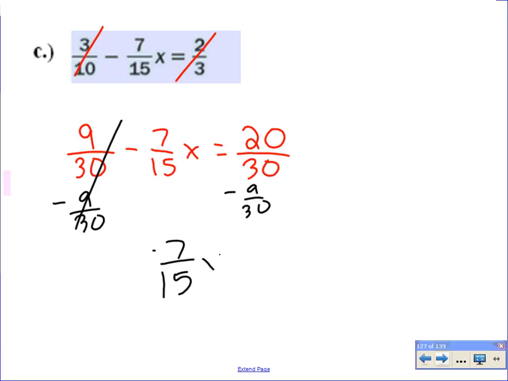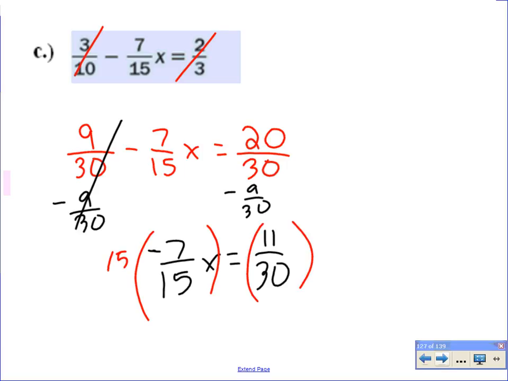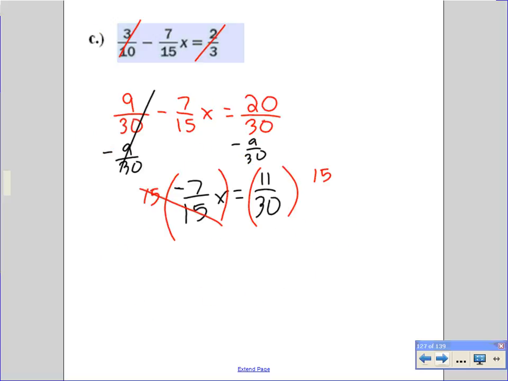Negative 7 over 15x is equal to, we end up with 11 over 30. Okay, now, the way that we do it, our next step is to multiply both sides by 15, positive 15. I usually keep the negative with the numerator. So let's multiply both sides by 15. Now, be careful here. 15s cancel here.